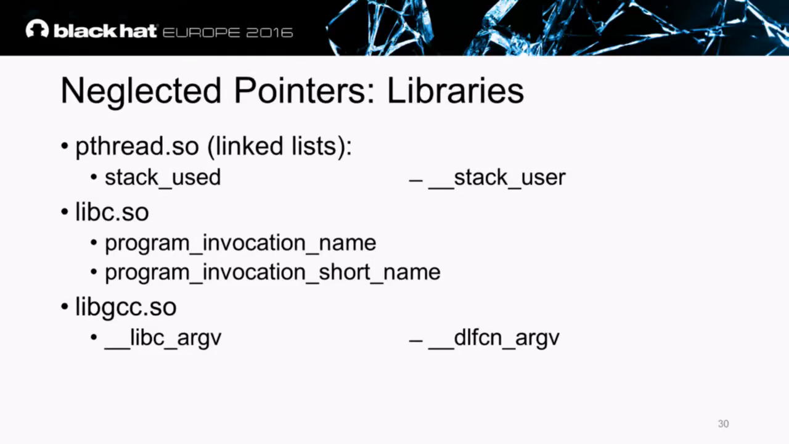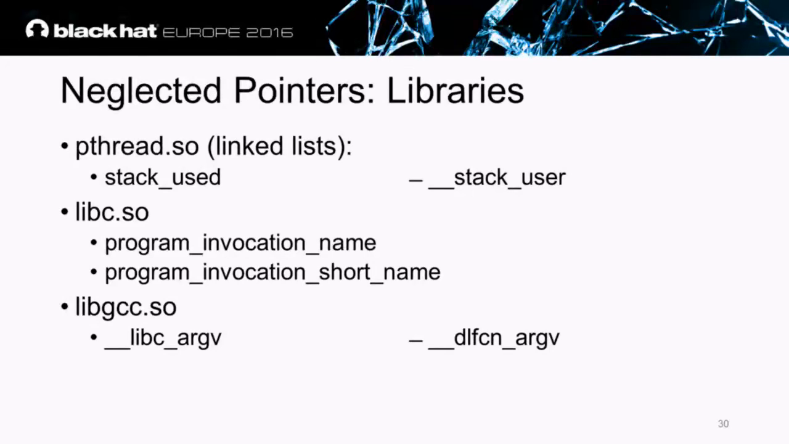You have a main thread that is created by the kernel. When the program starts, you have one stack that is created by the kernel. That's the main stack. And the threads that are created afterwards during runtime, those are the secondary threads. And stack used points to secondary threads' stacks, and stack user points to the main thread.